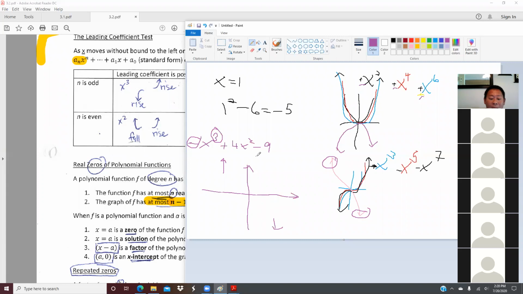And then this 9 is your y-intercept. The constant term is always your y-intercept. So because it's a power 3, it will have at most 2 turning points. So this graph will look something like this. So you got 1 turning point here and you got 1 turning point here. And it will cross at negative 9. So I can kind of tell you what the graph looks like once I look at the function. And this is what you guys need to know how to do. So make sure you know the turning points and everything.